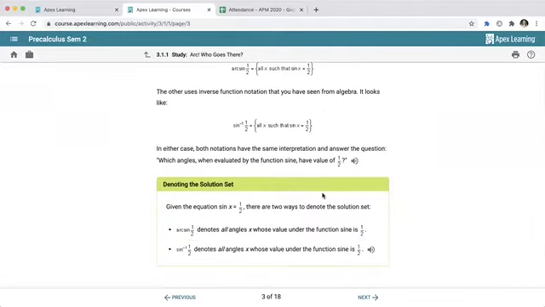Again, basically, arc sine of 1/2 and sine to the negative 1 of 1/2 are both saying, hey, what angle x does this equation satisfy, or where is sine going to be equal to 1/2? At what angles?